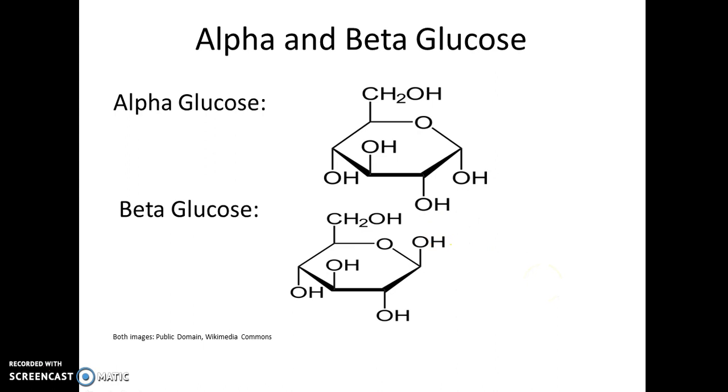So what's the difference between the alpha and beta? It's because of the shape, right? These are structural isomers of each other. So we have this right here. This makes it digestible, and when it's up here like this, we cannot digest the beta glucose, but we can digest the alpha glucose, all because of shape.